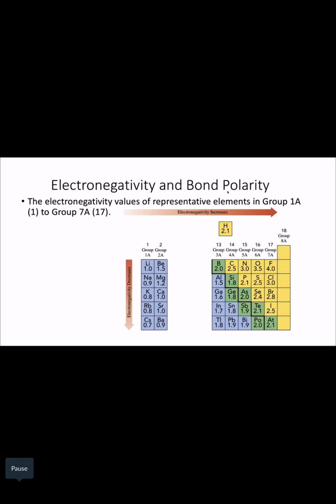The trend of electronegativity: as we go from top to bottom, electronegativity is going to decrease, meaning lithium is going to be the most electronegative. As we move to the right of the periodic table, across groups, you're going to see electronegativity increase. The most electronegative atom we have is fluorine, and we'll talk about how that affects molecules when they come together.